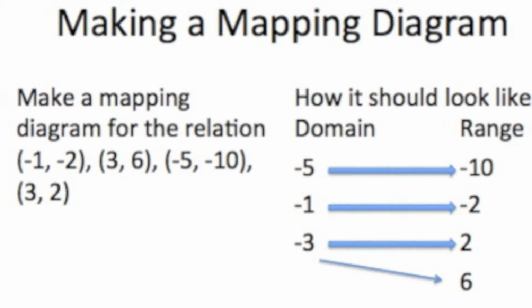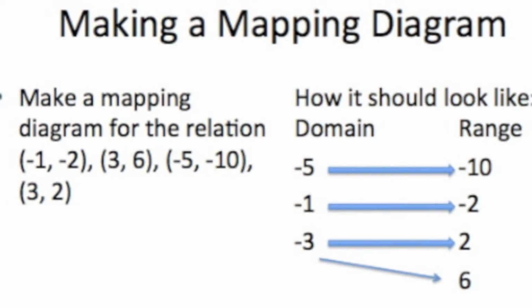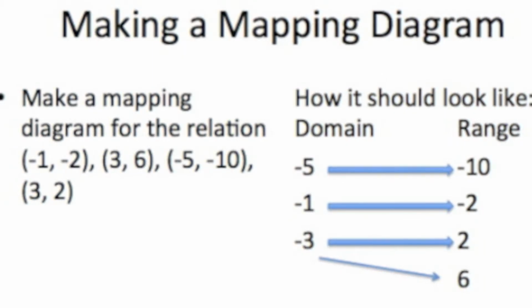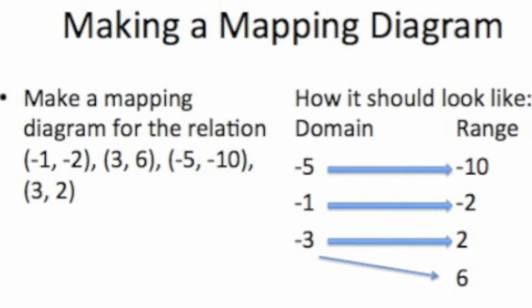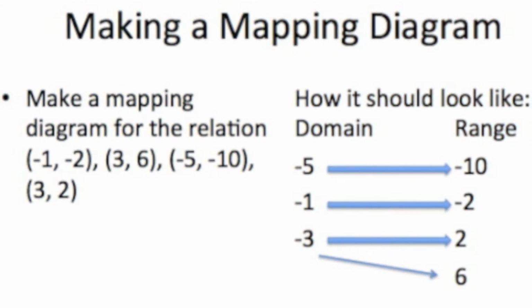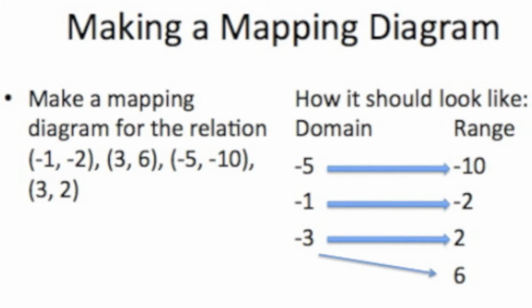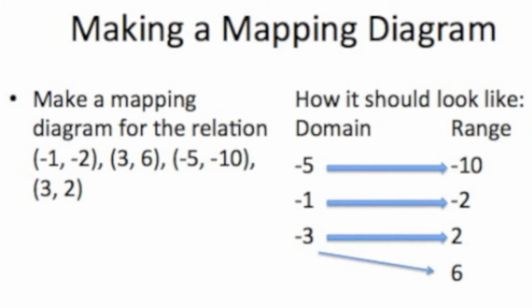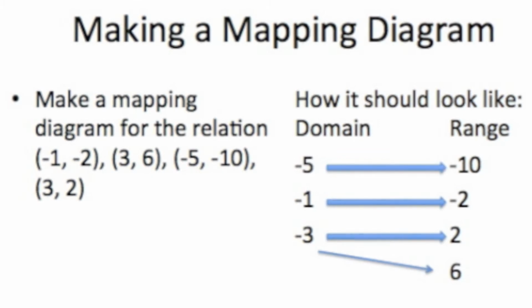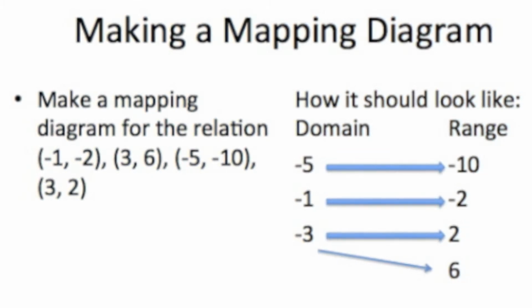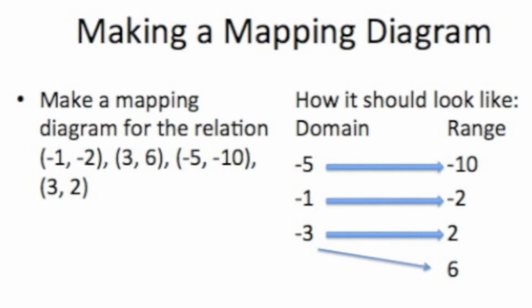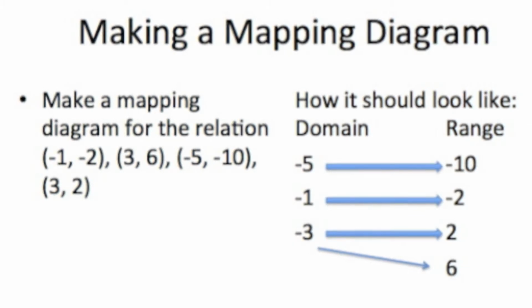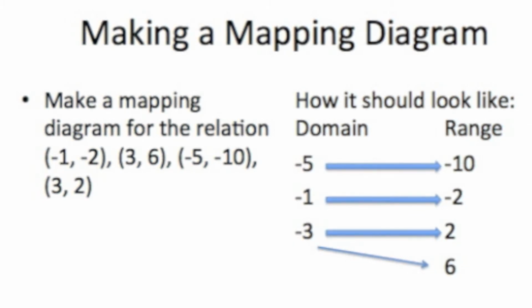So for making a mapping diagram, let's say we want to make a mapping diagram for the relation -1 and -2, 3 and 6, -5 and -10, and 3 and 2. So on the right, it shows the domain and the range, where the domain represents x, the independent variable, and the range represents y, the dependent variable. And you can see how -5, -1, and -3 match up to the ranges because the mapping diagram for the relations is on the left.